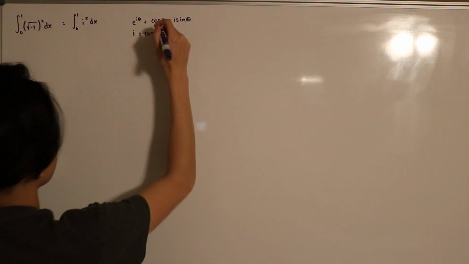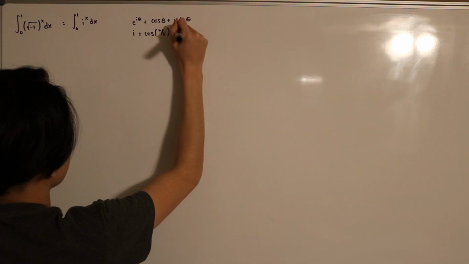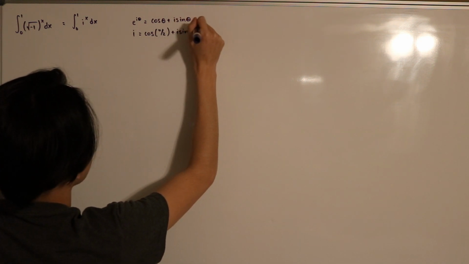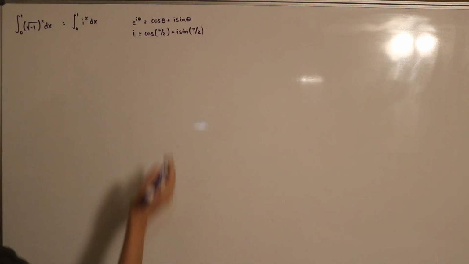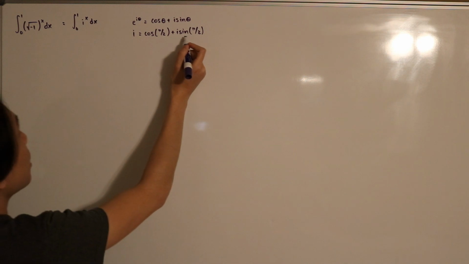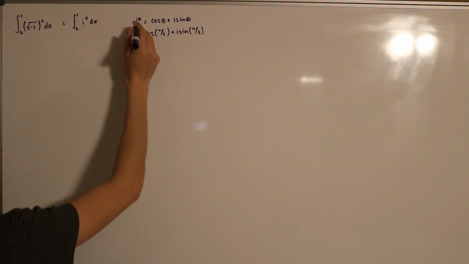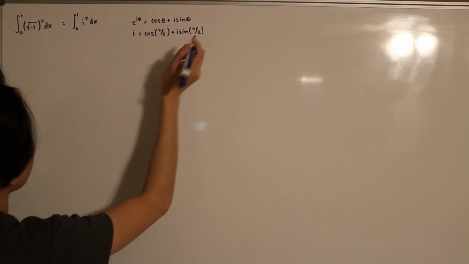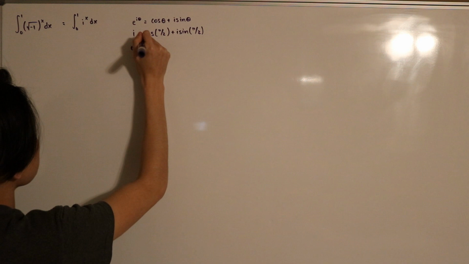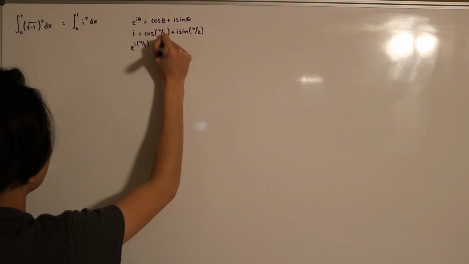So now theta is equal to pi over 2, so we have cosine pi over 2 plus i sine pi over 2. We can check this. Cosine pi over 2 is equal to 0, and sine of pi over 2 is equal to 1. So with that, we can write e to the i times pi over 2 is equal to i.